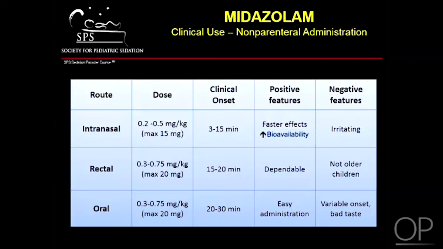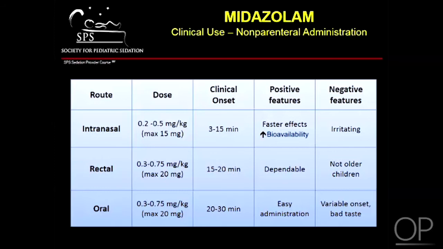Finally, oral administration is very common. A dose range of 0.3 to 0.75 milligrams per kilogram to a maximum of 20 milligrams is most common. Onset is slower than nasal and takes approximately 20 to 30 minutes. It is usually well accepted by children despite the bitter taste, which may be reduced by having a child drink water immediately following administration.